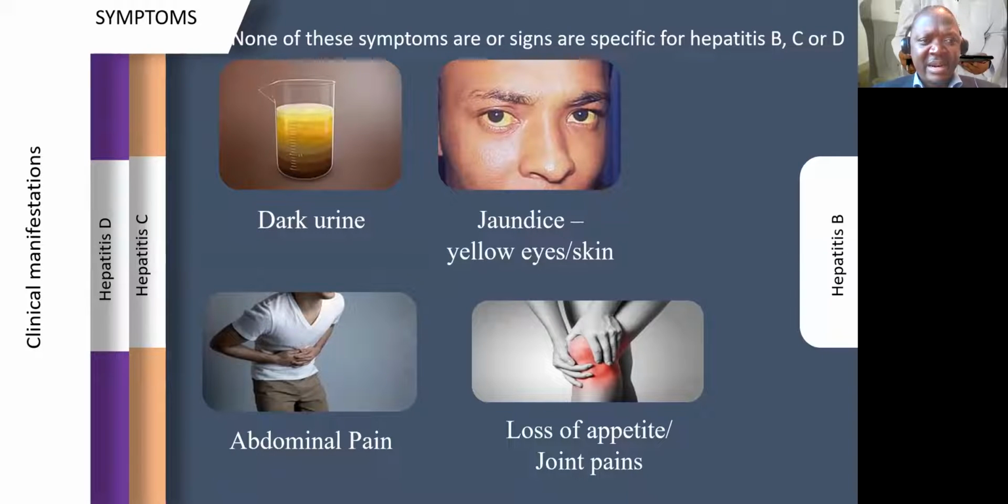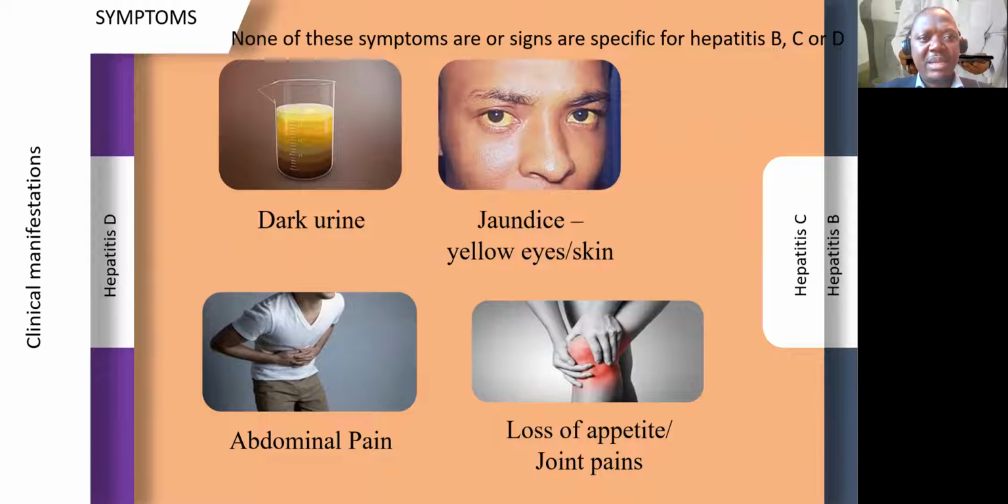Again, this graphical appearance of what the symptoms may be, like I mentioned earlier, they are never specific. They will not always be present in those who have chronic infection or inflammation of the liver. The dark urine, jaundice, abdominal pain, joint pains, it may just not be there. Okay, so all of those symptoms are applicable to all the viruses B, C, and D.